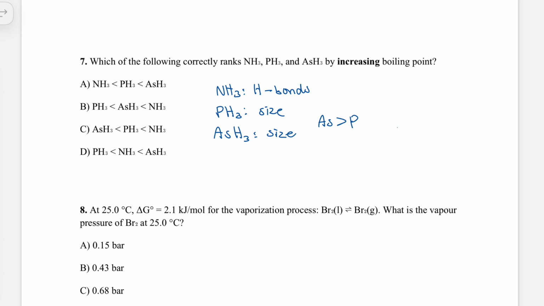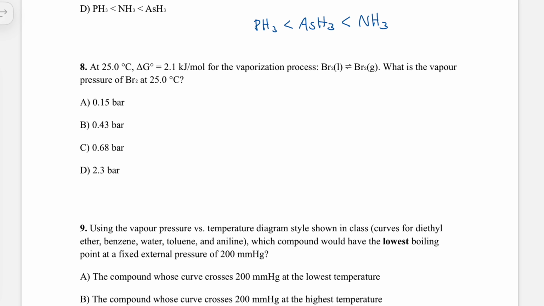Okay, question 8. At 25 degrees Celsius, delta Gibbs energy is 2.1 kilojoules per mole for the vaporization process, Br2 liquid to Br2 gas. What is the vapor pressure of Br2 at 25 degrees Celsius? With these types of questions, the formula you're going to use is this one. Delta G equals negative RT ln K. You will have learned this in the last course because we're trying to find K using the information that we have.